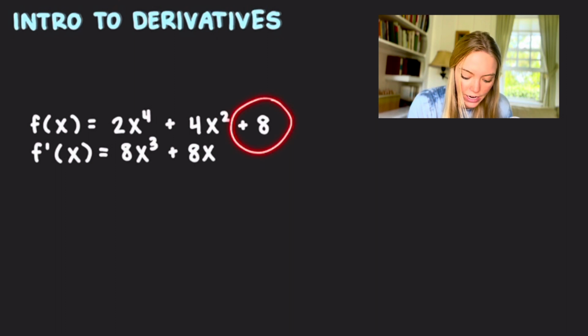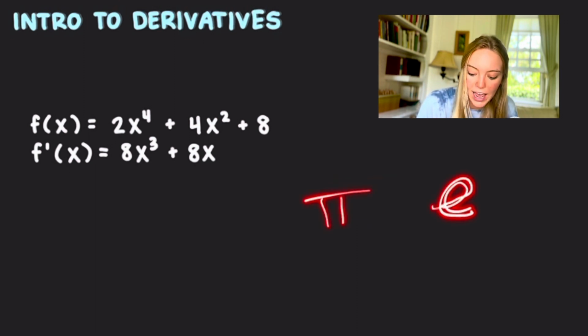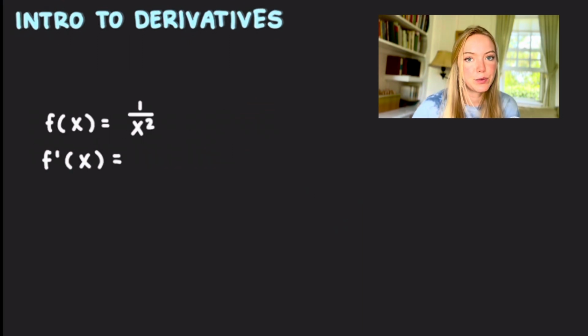Now this 8 here, when you take the derivative of something that doesn't have x in it, it's going to be 0. So if you take the derivative of a huge number, if it's a number, the derivative of it is going to be 0. And sometimes your teachers will try to trick you by saying, what's the derivative of pi or e? Bruh. Pi or e don't have an x in it. They're just numbers. So the derivative of any number is going to be 0. Just memorize that.